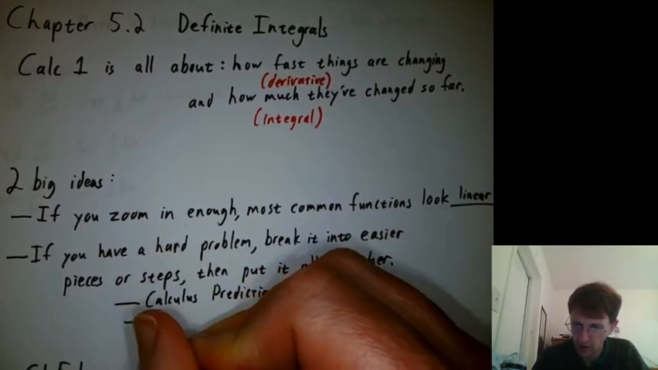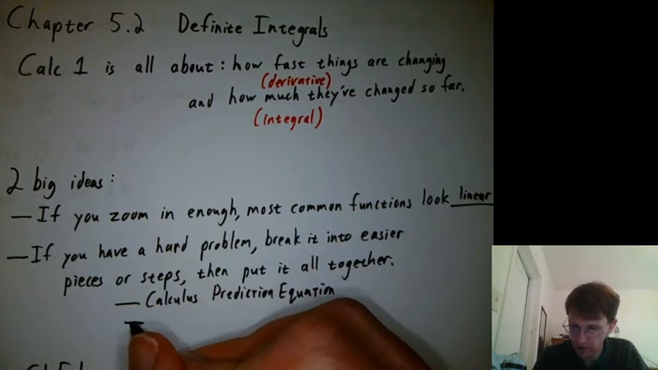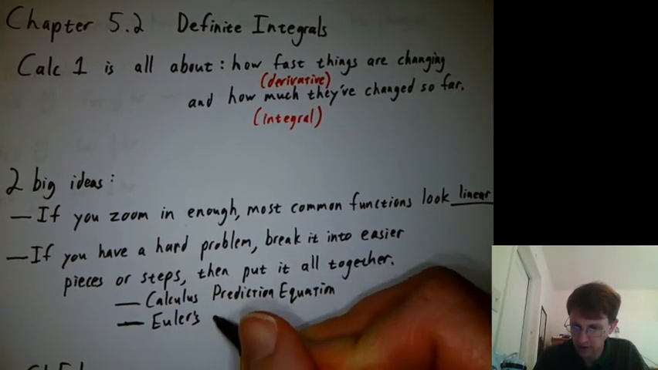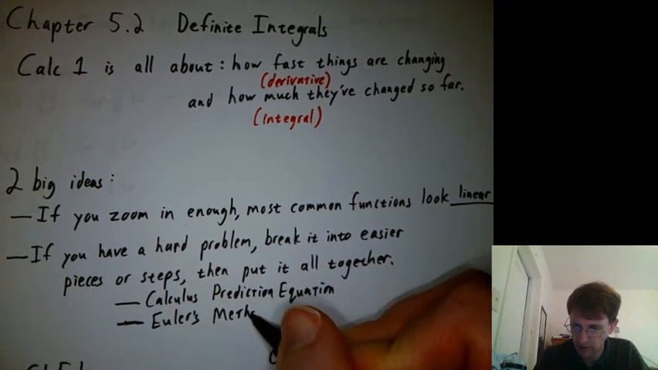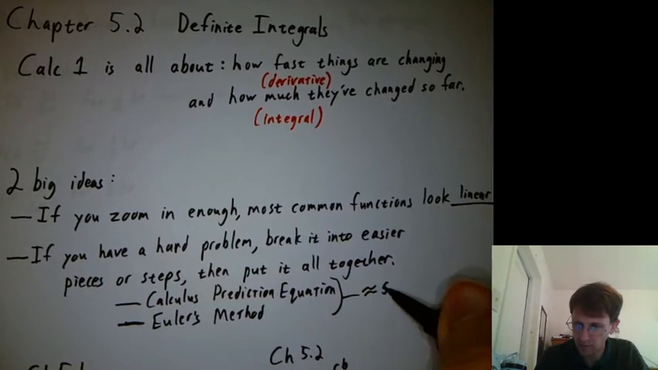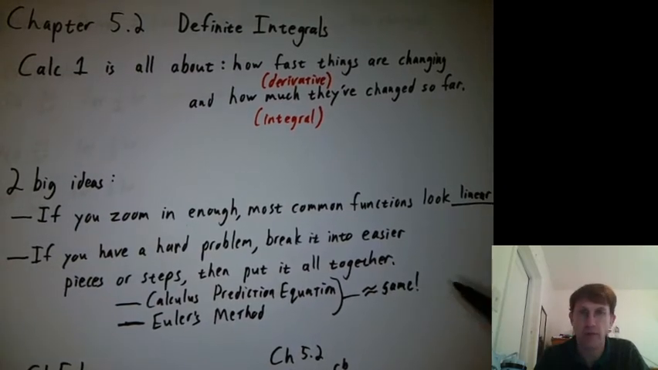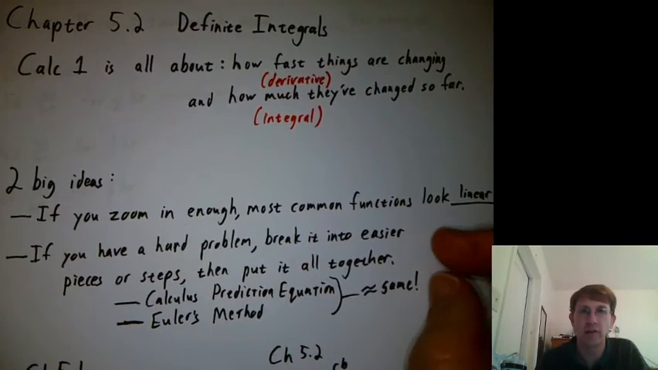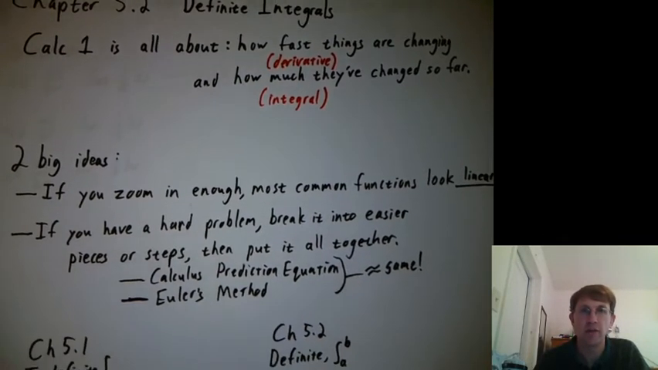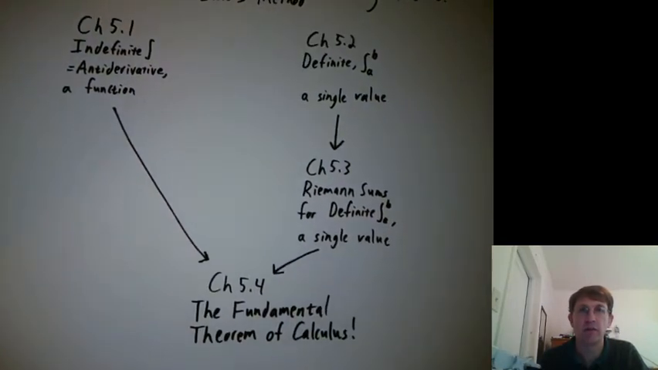And we've talked about differential equations, and there was something called Euler's method. And those are basically the same, just two different ways of looking at it. So we've done a little bit of that so far, and then we're going to see that approach more and more in chapter 5. So here's an overview of what's going on in chapter 5.